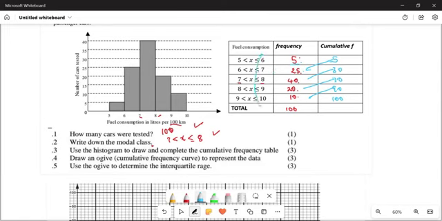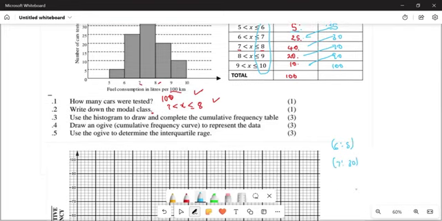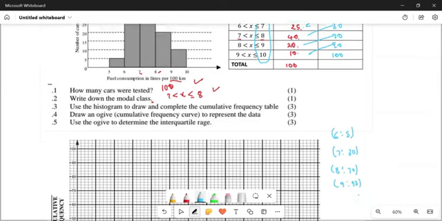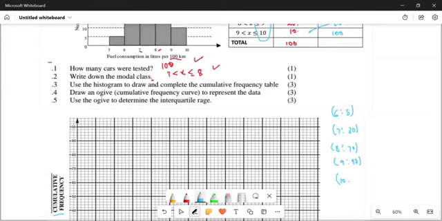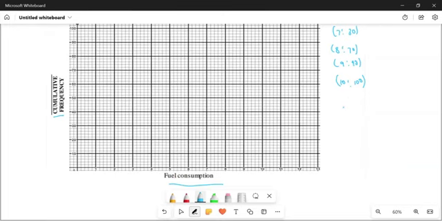So we're going to have the upper values, and the upper values go with the cumulative. The first one we have is 6, which goes with 5. After that, 7 goes with 30. After that, we have 8, which goes with 70. After that, we have 9, which goes with 90. After that, we have 10 and 100. Okay, let's go and plot this then. First one, we have what?